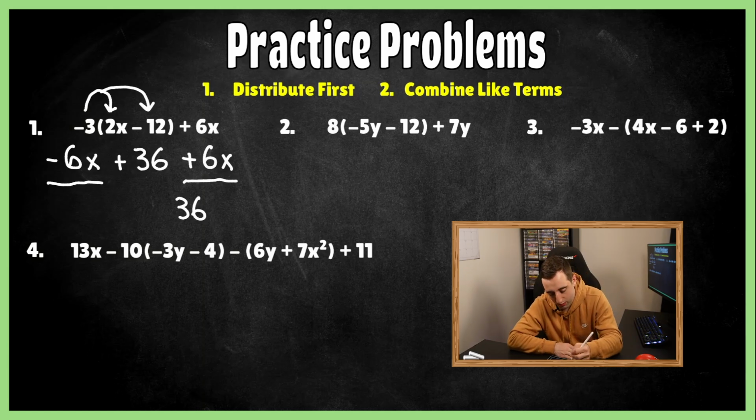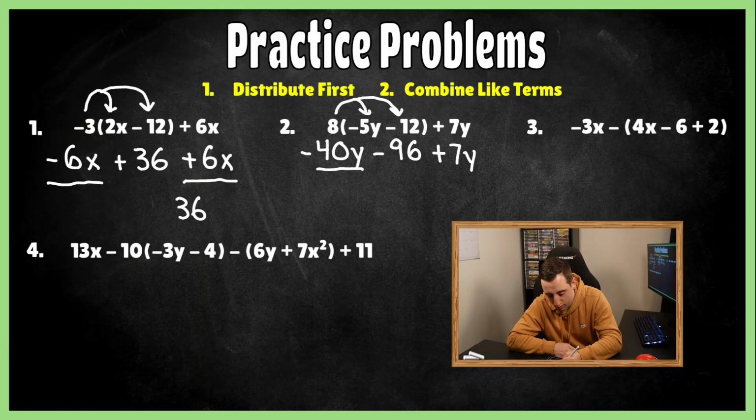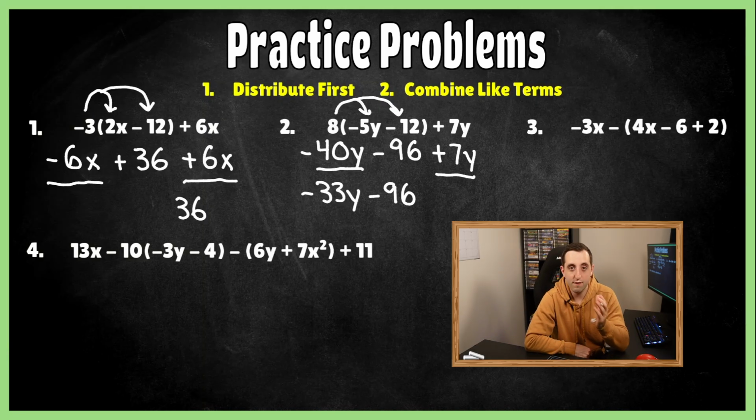Once again, we're going to distribute. So we have 8 times negative 5y, 8 times negative 12. So we have negative 40y minus 96. And then we're going to bring down that plus 7y. And then let's go ahead and combine our like terms. These have the same variable of y, so we can combine them together. That's going to be negative 33y. And then we're going to bring down that constant of negative 96 for our final answer for number 2.